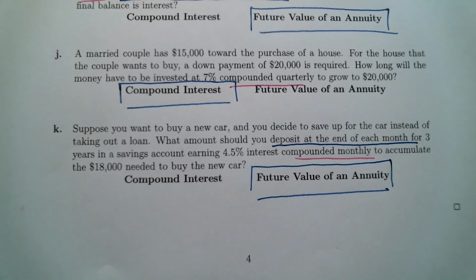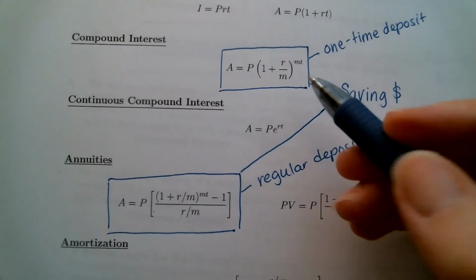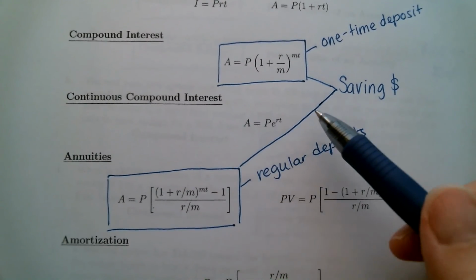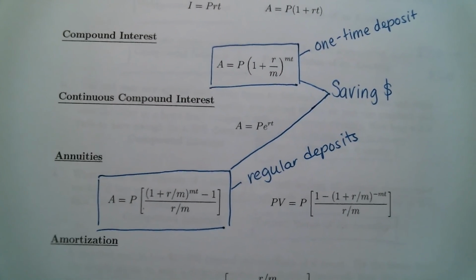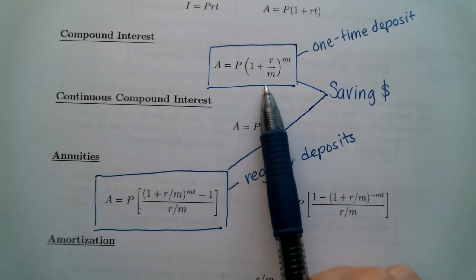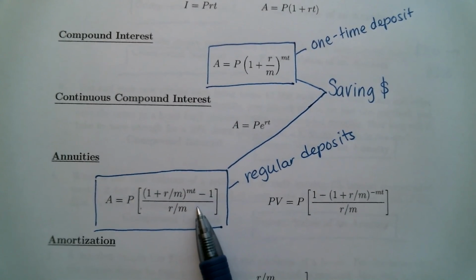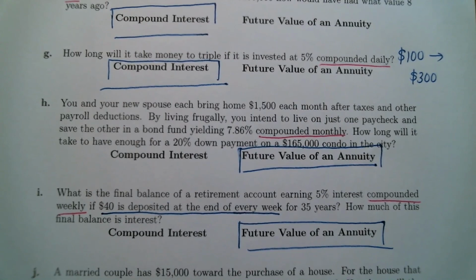Again, I cannot emphasize enough, let me find my formula sheet. For these two formulas, you are saving money. That's when you use these two formulas. And the difference between the two is how often you are making a deposit. If it's a one-time deposit, it's compound interest, use this formula. If it's regular deposits that you're making, you're going to use this formula. In going through the rest of this lesson, we will work all of these using the appropriate formula and come up with actual answers for these problems.